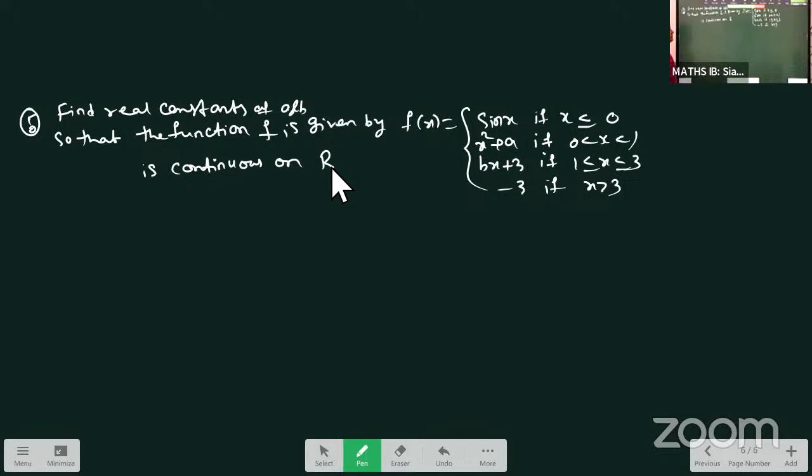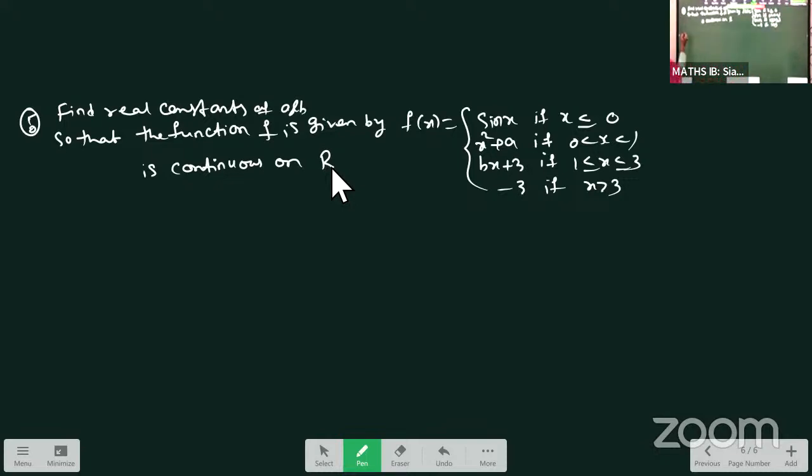F of x, so many terms are given. But the question says it is continuous on R. R means what value are we supposed to take? If you observe, f of x is related to 0, it is related to 1, it is related to 3. So by taking these three points, 0, 1 and 3, if we prove it is continuous, then we can find the values of a and b easily.